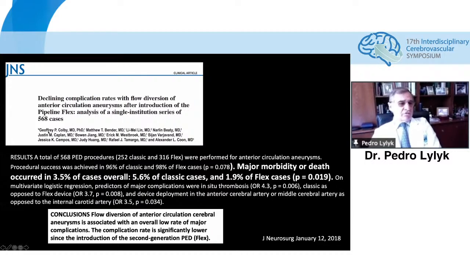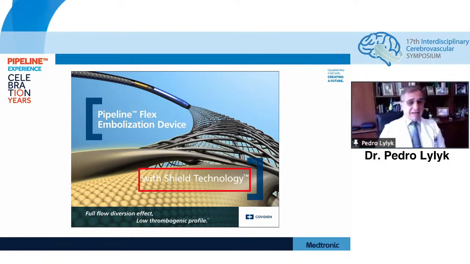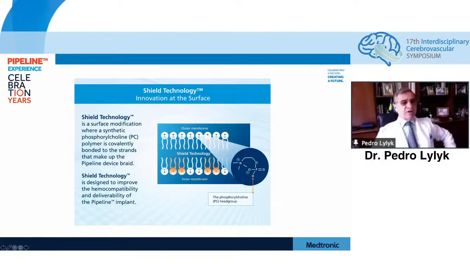There were a lot of papers with that technology already. The conclusion was always an overall low rate of major complications with this device compared with the first. But the nice thing about the Shield is that we finally succeeded in convincing the company that we need some surface treatment. I was trying to convince them, with Daniel, from the beginning, because we saw complications in day-to-day procedures. But finally, the company made a surface modification with phosphorylcholine covalently bonded to the device. That was called Shield technology.